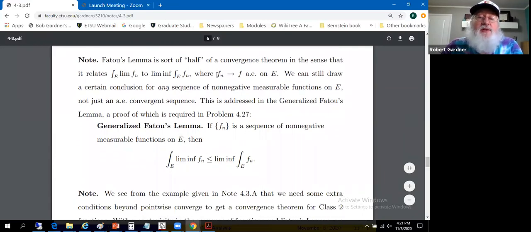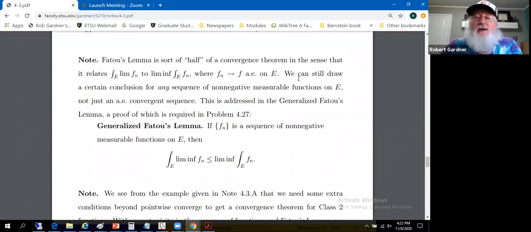So I say Fatou's lemma is sort of half of a convergence theorem. It didn't relate the limit, it related the lim inf. It's not an equality, it's an inequality. Maybe it's not even quite half of one, but it's some kind of convergence theorem. We can draw a certain conclusion for any sequence of non-negative measurable functions on a set E, not just one that's convergent or almost everywhere convergent.